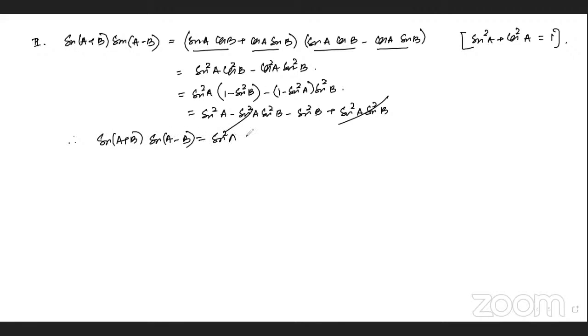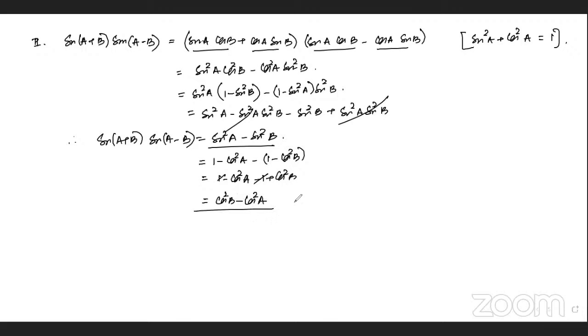Sin square a minus sin square b. This is purely in terms of sine, but we can also have it in terms of cos. Here you can convert sin square a in terms of cos. That is 1 minus cos square a minus 1 minus cos square b. So this is 1 minus cos square a minus 1 plus cos square b, and 1 and minus 1 will go. This will become cos square b minus cos square a.